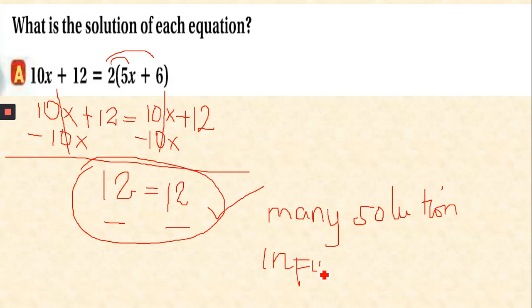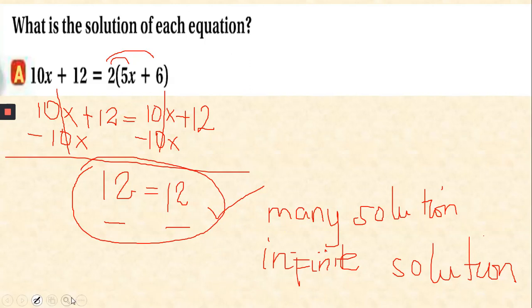Okay? Infinite, meaning to say there are more variable values of x. Infinite solution. Okay? In this kind of equation, you can have more than one solution. It has many solutions. You cannot count.